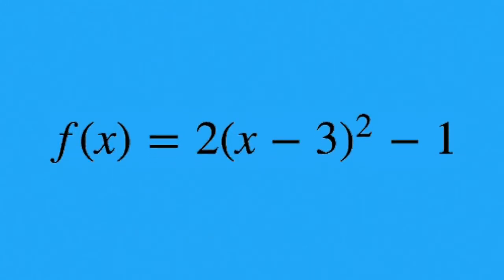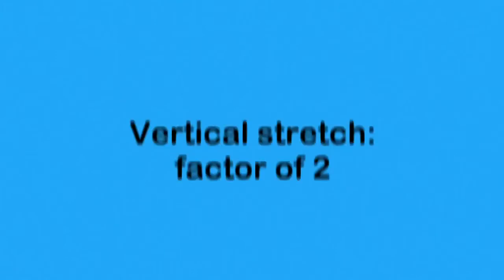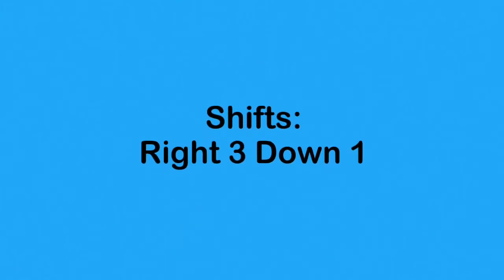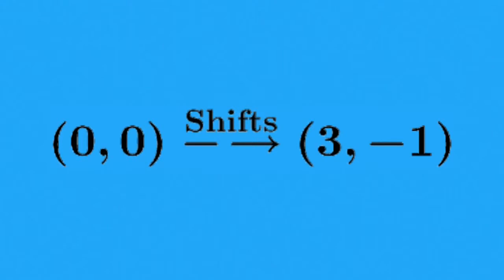In our final example, we take into account all possible combinations of transformations on the standard form of a quadratic function. Note, there is a vertical stretch by a factor of 2, as well as 2 shifts, both right 3 and down 1. A very useful tactic is to take the 3 original points, (-1, 1), (0, 0), and (1, 1), and apply the transformations. A vertical stretch by a factor of 2 would be to multiply the y value by 2. From there, we would shift this right 3 and down 1, landing us with a vertex at (3, -1).